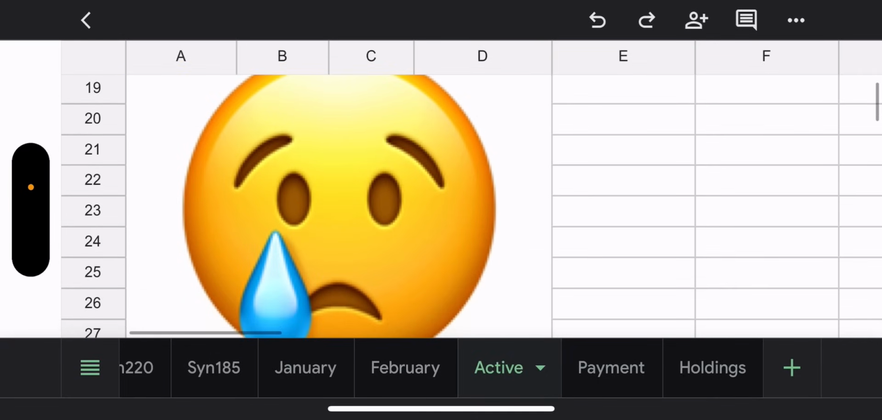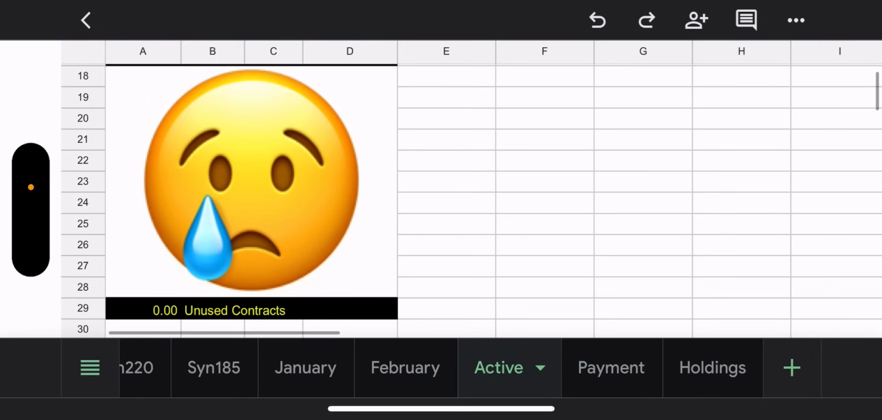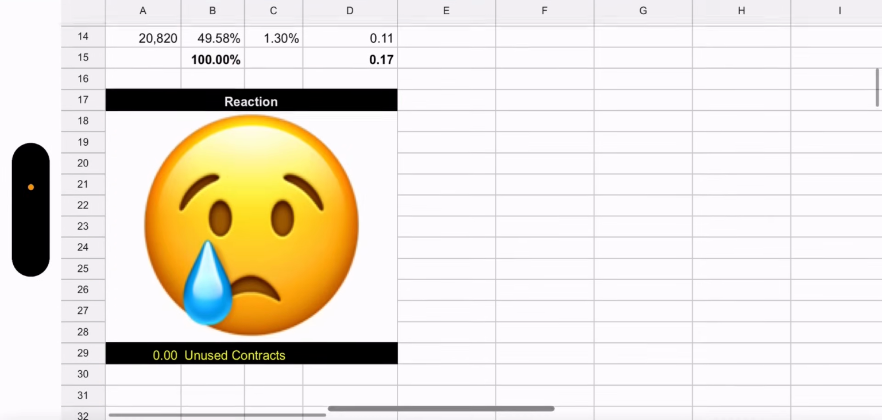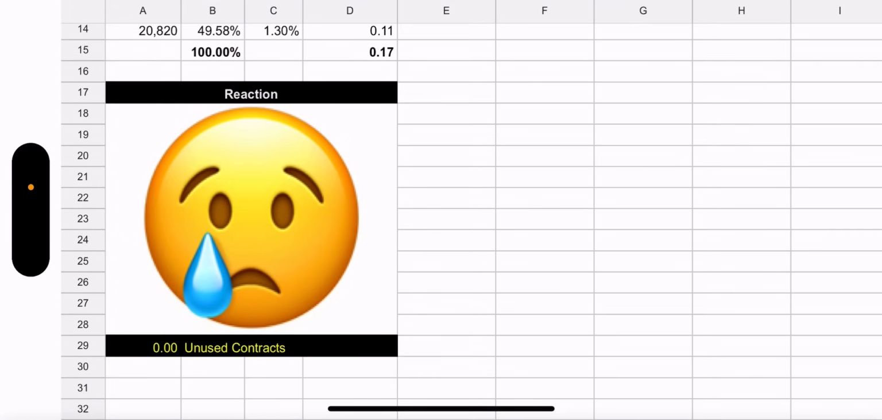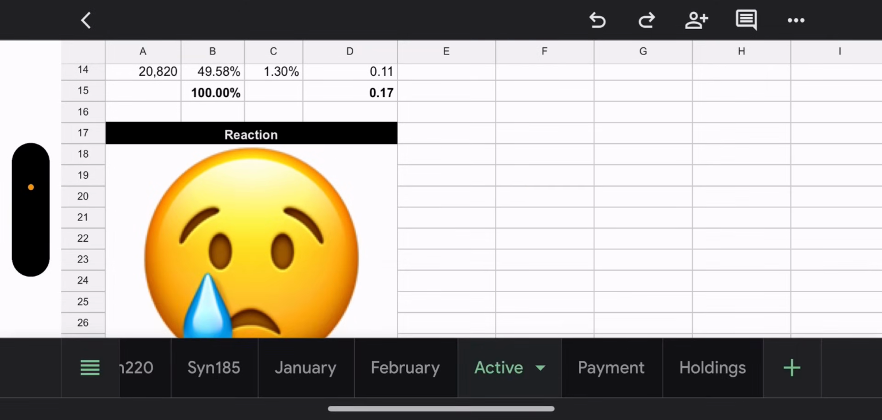My reaction, this is not crying. This is sweating. This is sweaty, because we're sweating it down to the last minute, right? We have 2 trading days. And our strikes are very close. So we are sweating to the bitter end. I think it's a sweat. I assume it's a sweat. I don't know. Some of these emojis are very confusing.